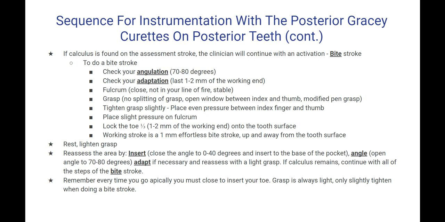The working stroke is a 1 millimeter effortless bite stroke up and away from the tooth surface. Rest and lighten your grasp. Reassess the area by insert, which is closing the angle to 0 to 40 degrees, and insert to the base of the pocket. Angle, opening the angle to 70 to 80 degrees. Adapting if necessary, and reassess with a light grasp.